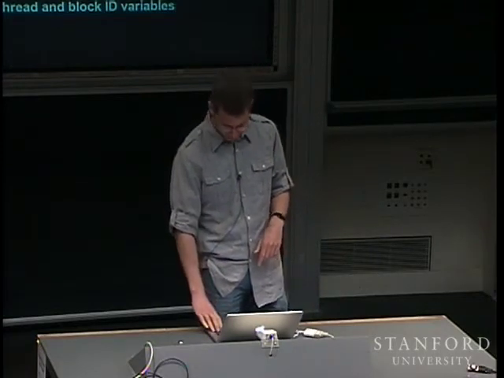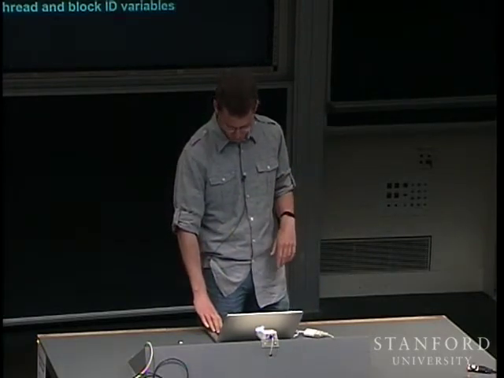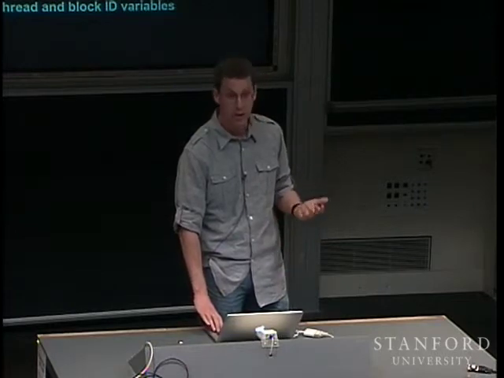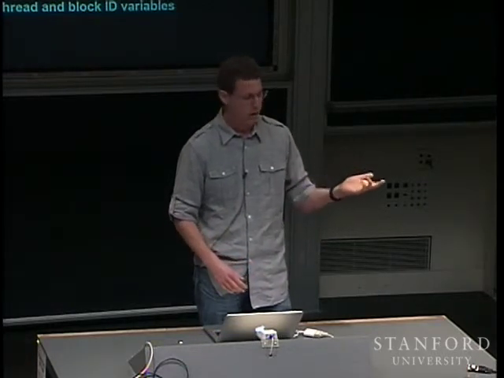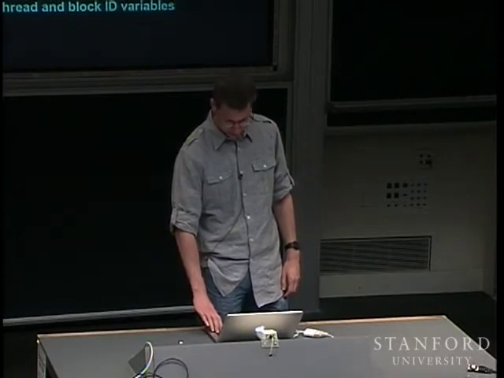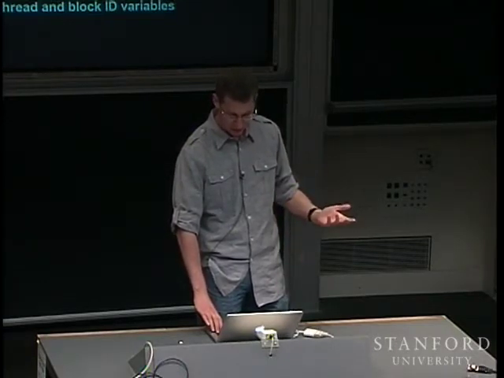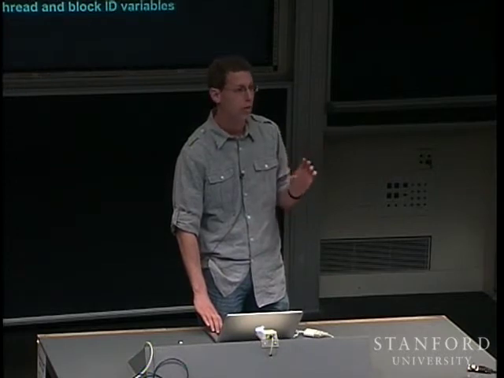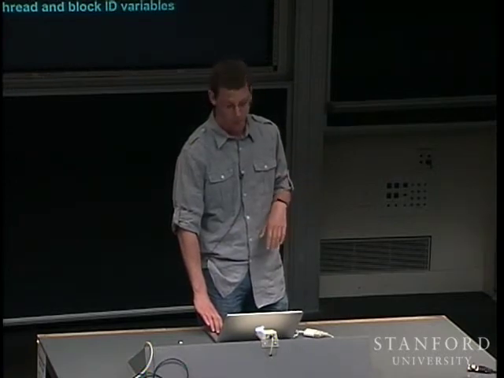So the code should be pretty much familiar to you. It's just going to be C with extensions. You saw one example in the first lecture. And then you have these new automatic variables, the thread ID and block ID.